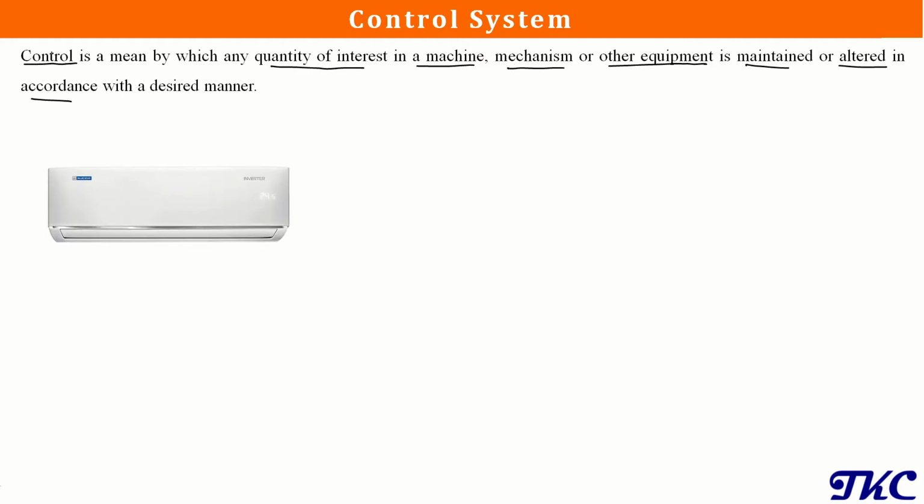So let's take an example of control. We know that in air conditioning we can maintain temperature at a desired level, or we can alter the temperature based on our need. Similarly, we have a wall fan, so speed we can control. So we can either maintain the speed at a desired level, or we can alter or change the speed based on our need. So these are examples of control.